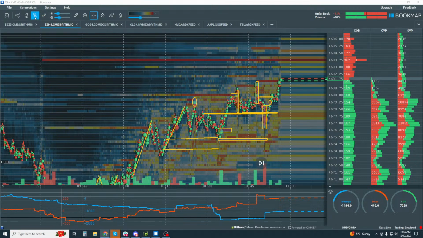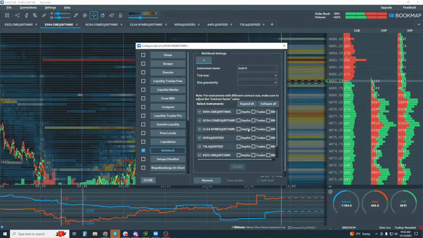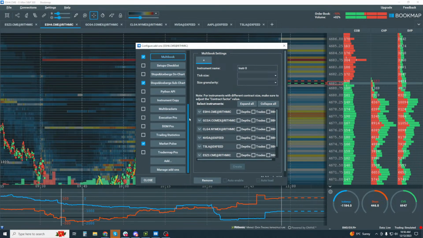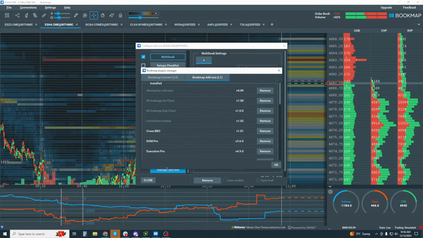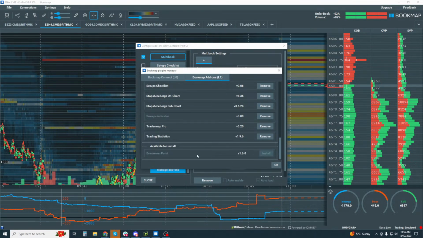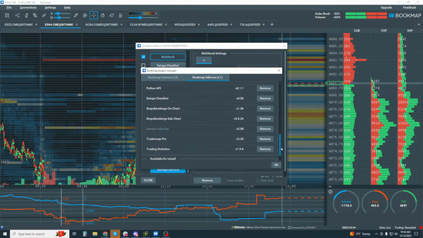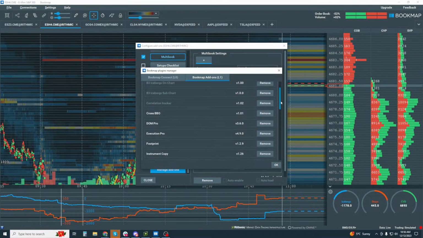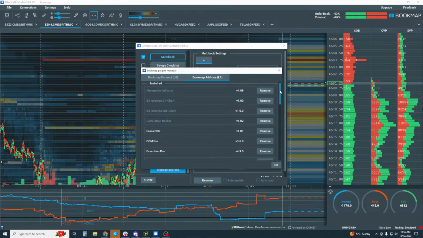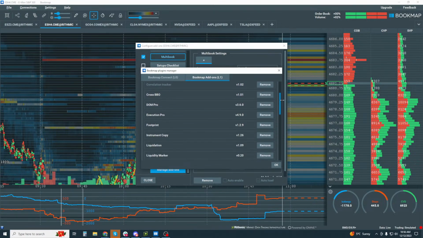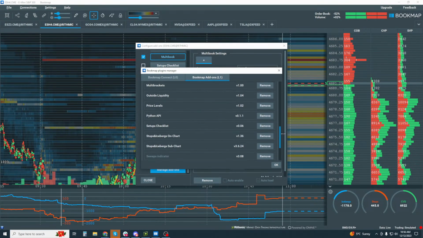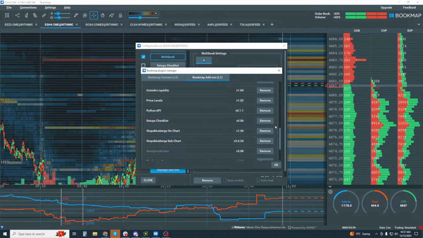Sheena, the checklist. Okay, so go to studies configuration, or I'm sorry, configure add-ons here, and then go to manage your add-ons, and then go to the Bookmap add-ons level 1 here, and you should probably see it down here under available for install. And once you install it, it will be in the list here in general. Okay, so yeah, you can see it's setups checklist here, and that's that.